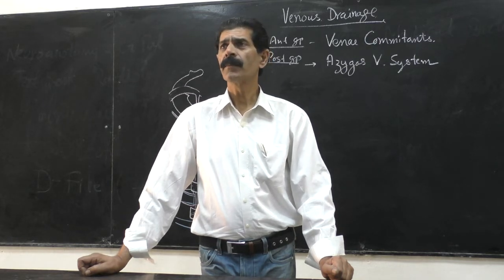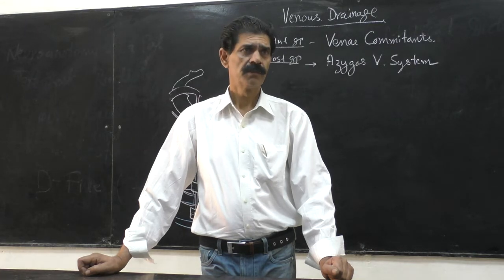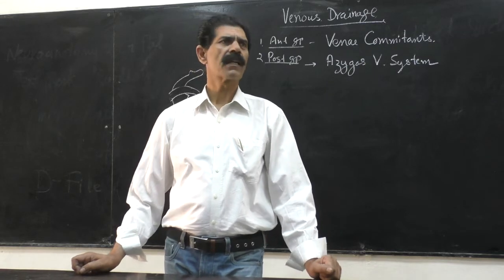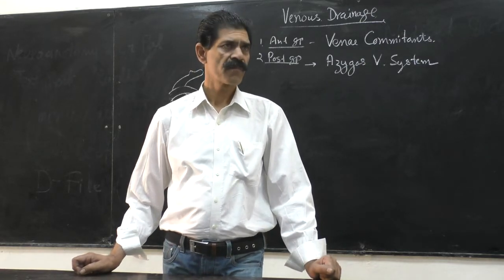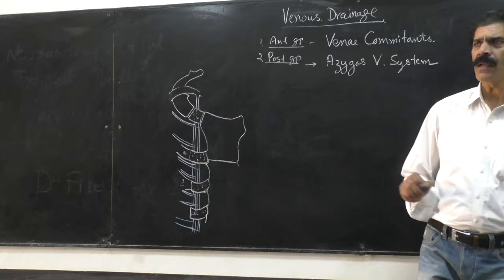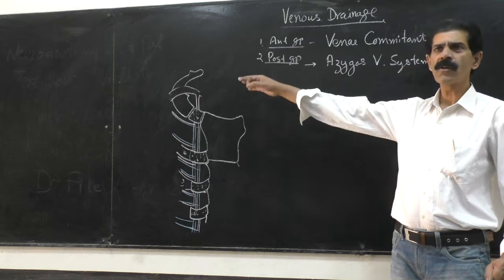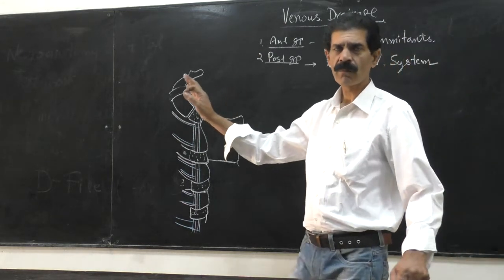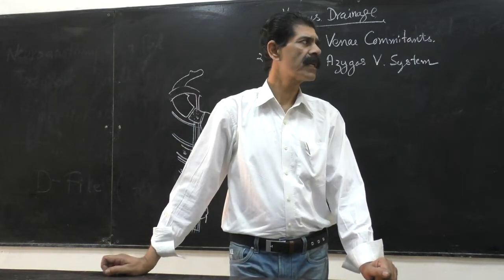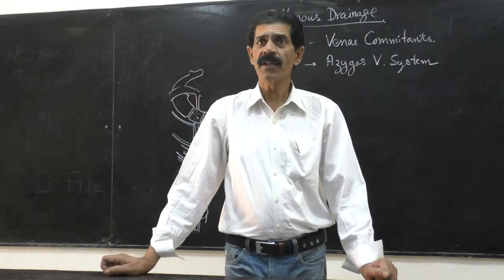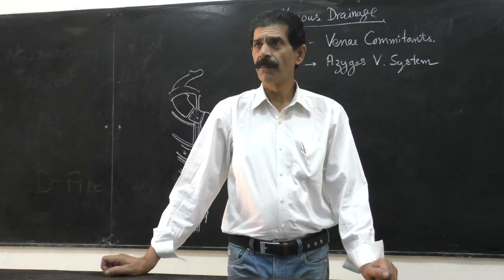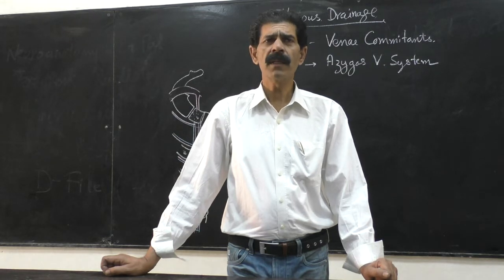That is the problem: anti-gravity. So in order to minimize the stagnation of venous blood in the various regions of the body, this system of the vena comitantes is there. The main function of the vena comitantes is proper drainage. Otherwise stagnation of the blood is very common in the legs.